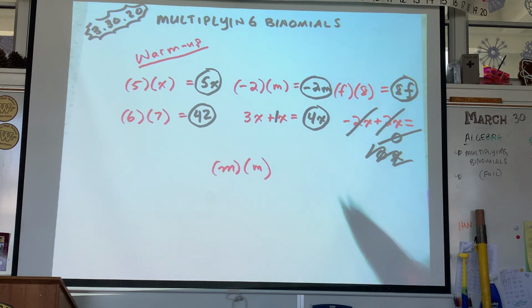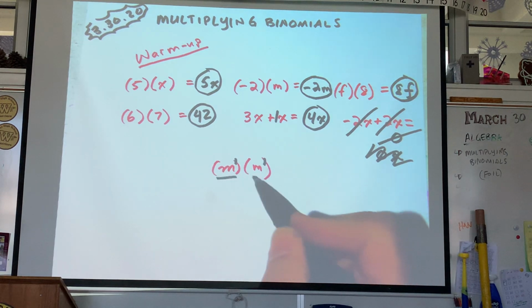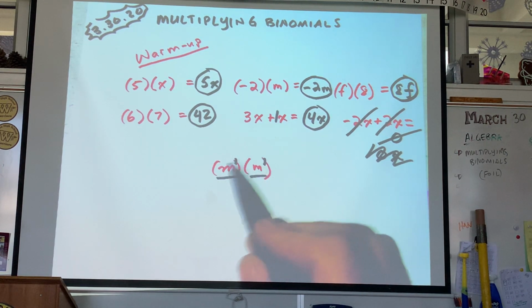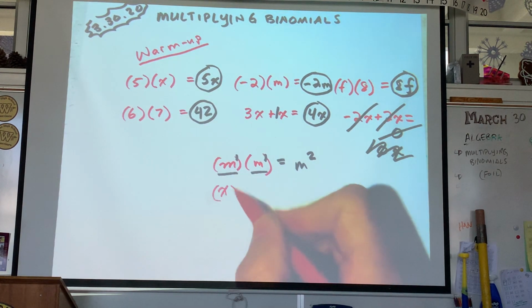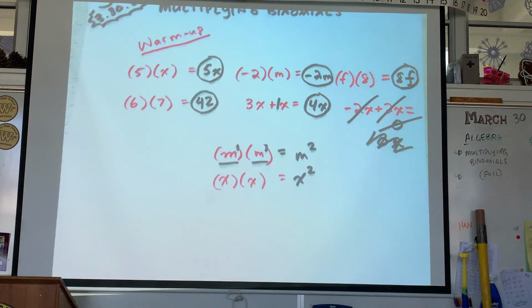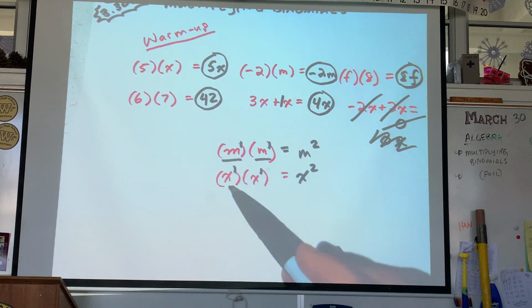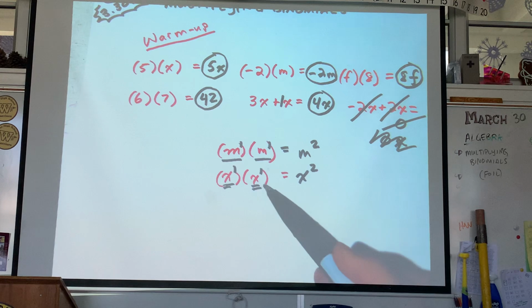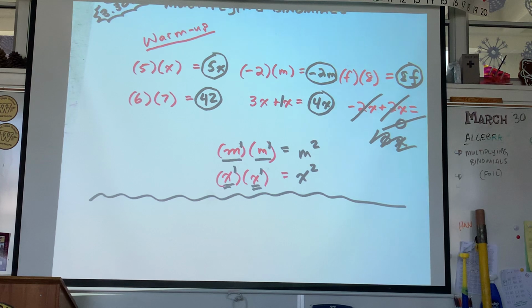And finally, m times m, I'm adding my floating ninja 1s here, and since I'm multiplying the same base and the exponent is 1, I'm adding up those 1s for m to the second. Any of this stuff, if I said what's x times x, you would say it is x squared. All right? So remember, add those little ones when you're multiplying same bases, okay? Same thing. All right. Let's talk about what this lesson's going to be about now.